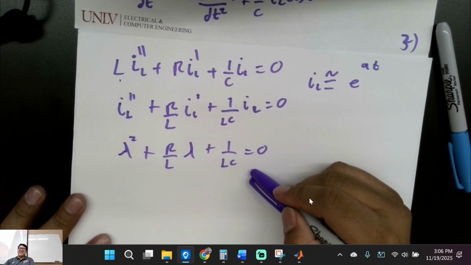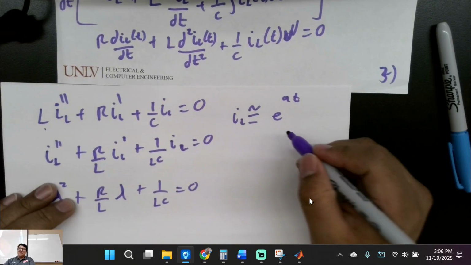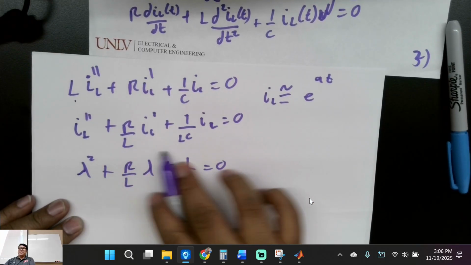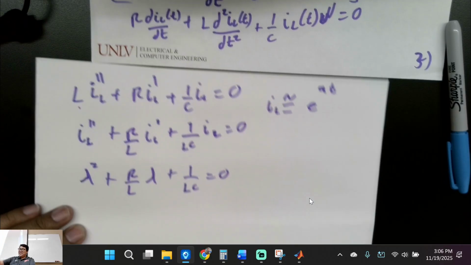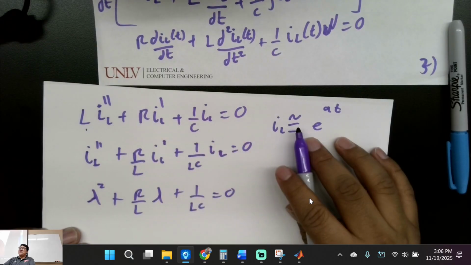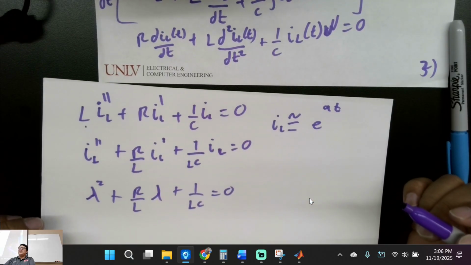Solve for lambda, okay? So this is the general equation. Okay, this can also be voltages, okay? Yes? Yep, this is a differential equation. Second order differential, ODE.